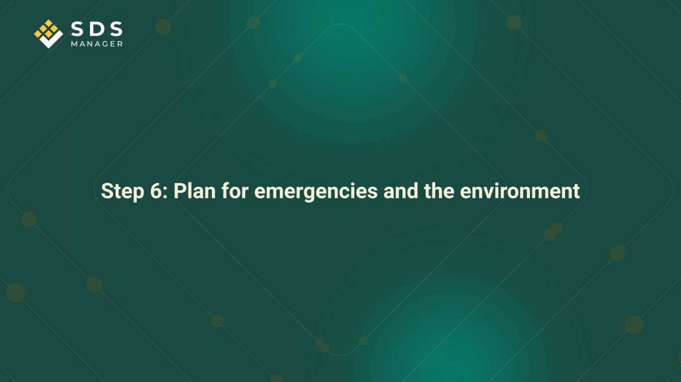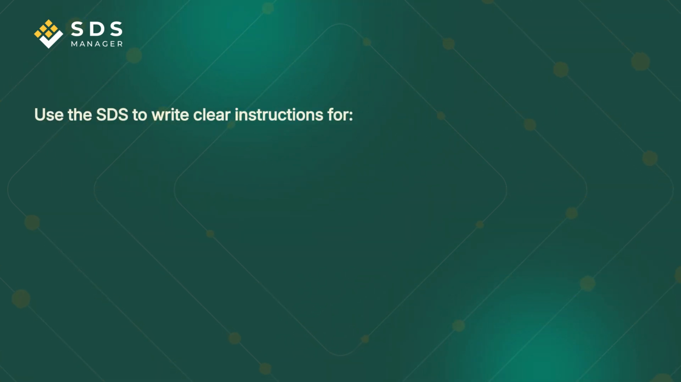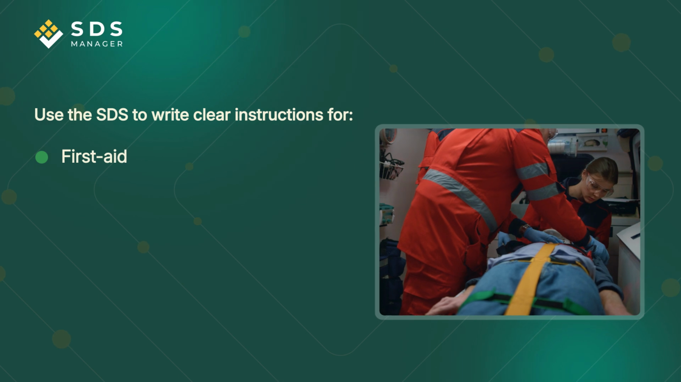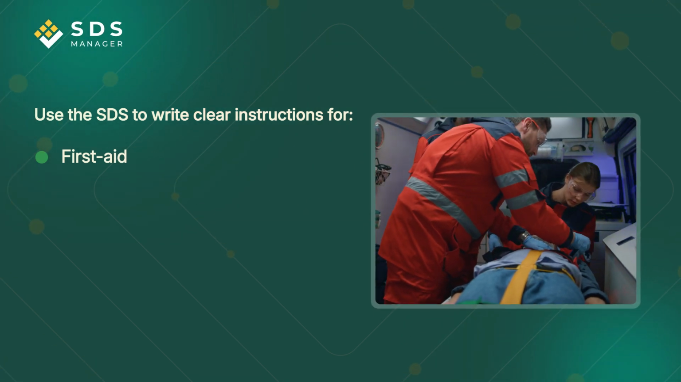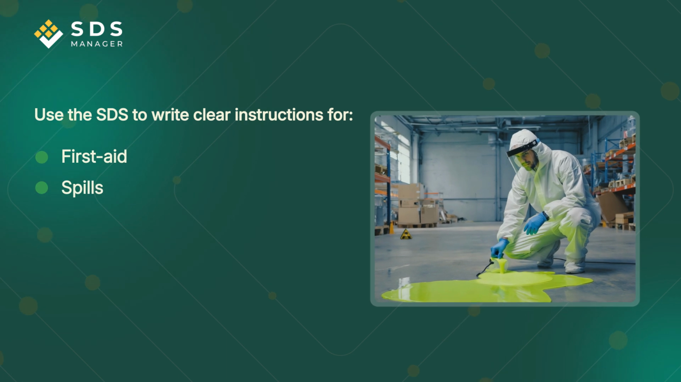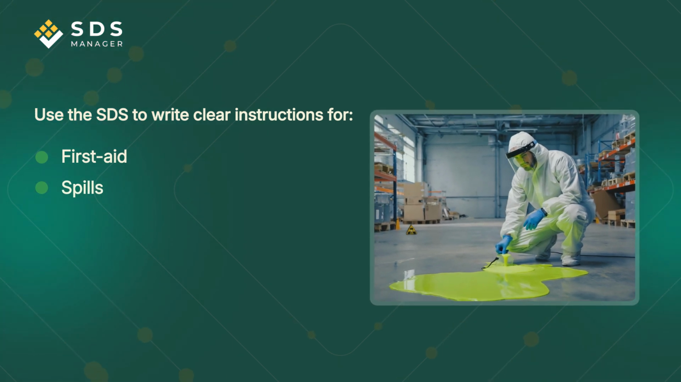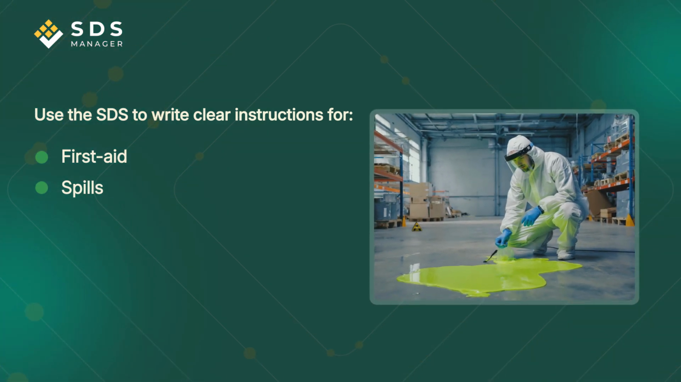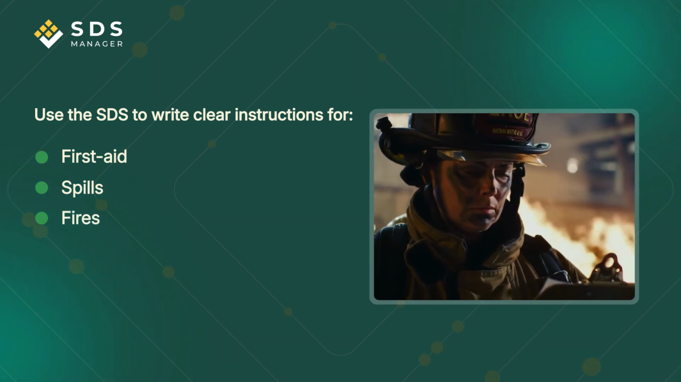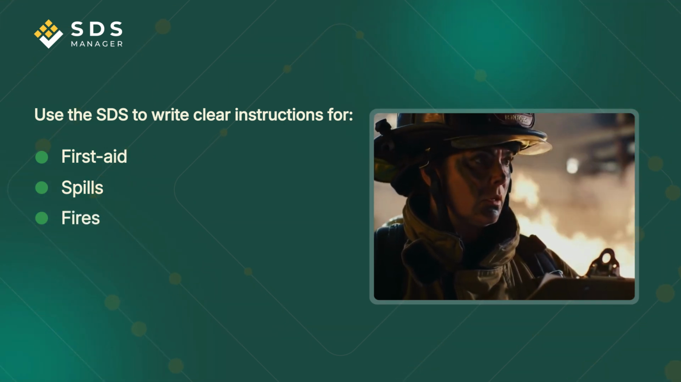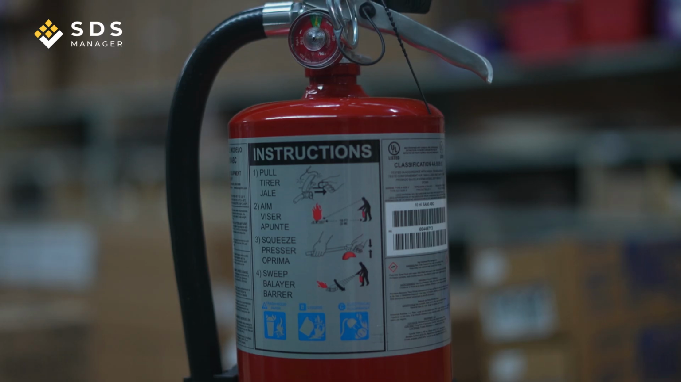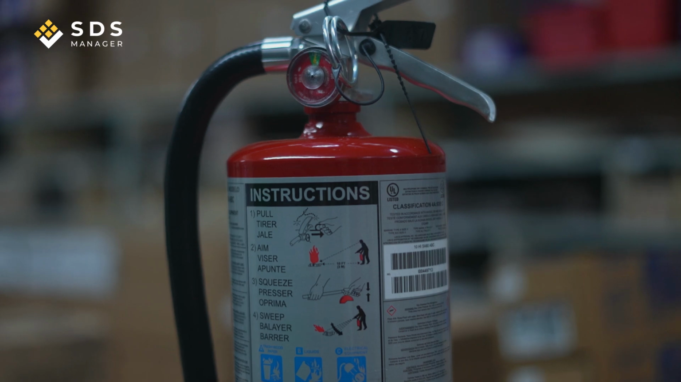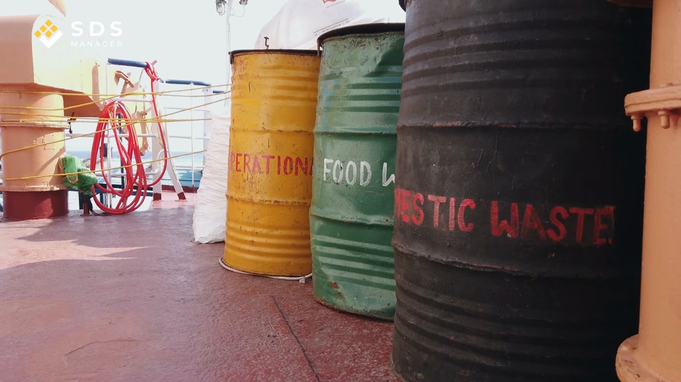Step 6. Plan for emergencies in the environment. Use the SDS to write clear instructions for first aid, Section 4: what to do for skin, eyes, breathing. Spills, Section 6: how to contain and clean safely, what PPE to wear. Fires, Section 5: which extinguisher to use and special fire hazards. Also note where spill kits, eye wash, safety showers, and extinguishers are located. Protect drains and sensitive areas with trays and proper waste containers.